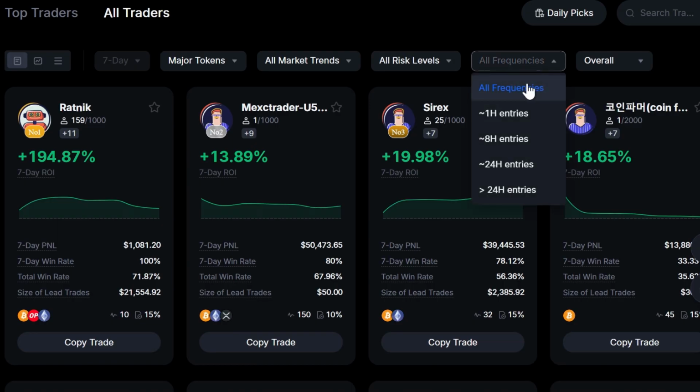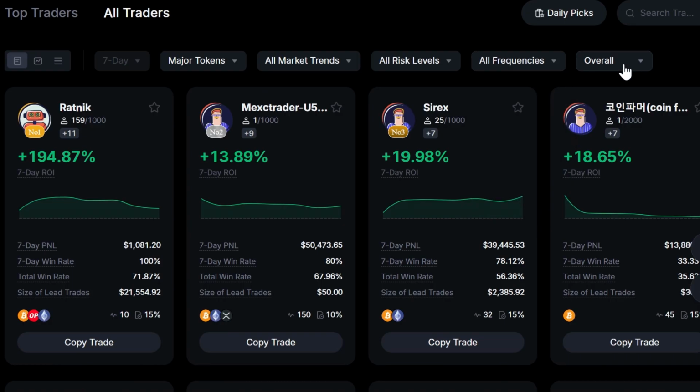Frequencies of trades shows how often the trader opens new positions. 1-hour entries means they're opening trades multiple times per hour. These are very active traders making constant moves. 8-hour entries means they open positions every few hours throughout the day. 24-hour entries means they typically open 1 or 2 trades per day. More than 24-hour entries means they hold positions longer and only open new trades every few days or weeks. High-frequency traders like 1-hour entries can rack up more fees, and you need to be comfortable with constant position changes. Lower frequency traders like 24 hours or more are usually easier to follow and monitor, especially if you have a job or can't watch the markets all day.